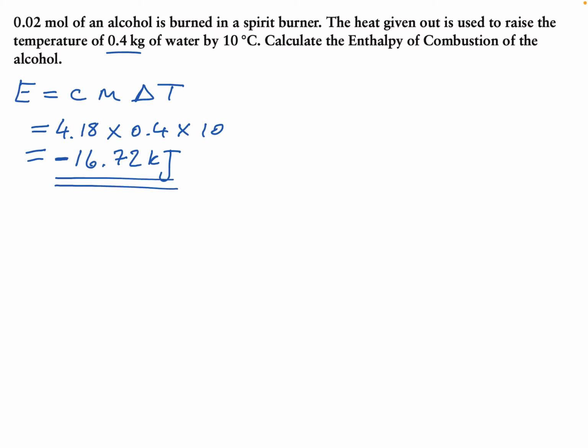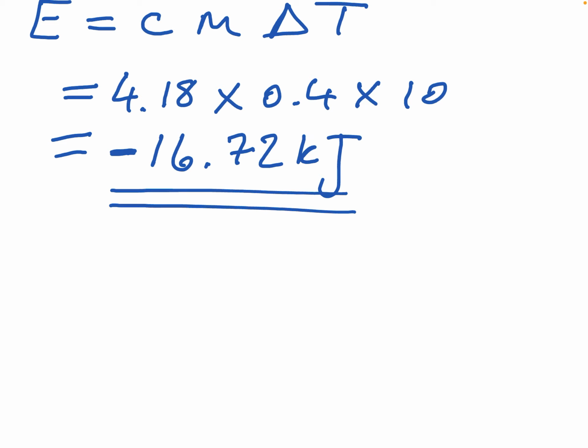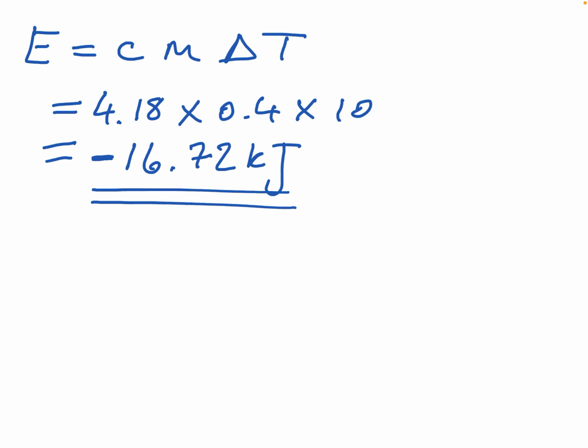Now we need to do the proportional part. However, because it's not mentioning mass and it doesn't mention which chemical you're using, we would use the moles, and the fact that it's got moles there is telling you what you're going to do. So instead of putting grams here, we'll just do number of moles. We know that 0.02 moles would give us minus 16.72 kilojoules.